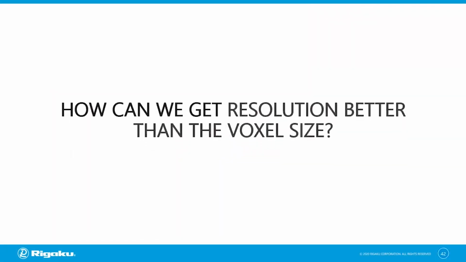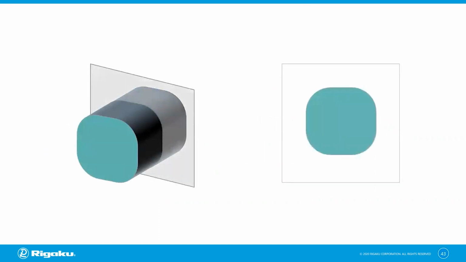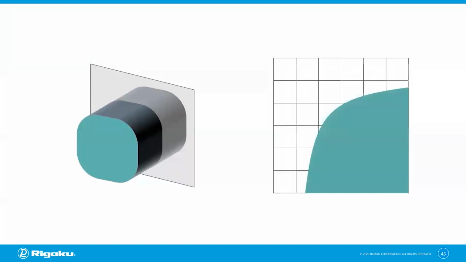How can we get resolution better than the voxel size? The answer to this question is related to how exactly we define the surface. So let's think about this object. The cross section here looks like this, and let's zoom into this corner. So let's say that this is the actual cross section of the object.